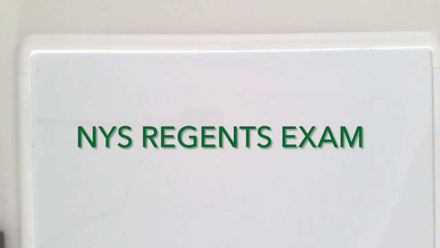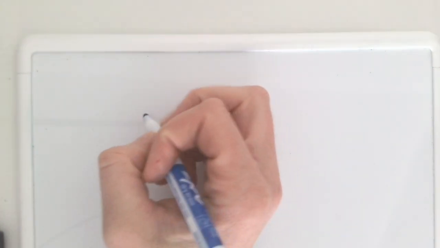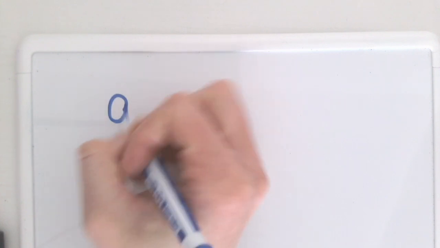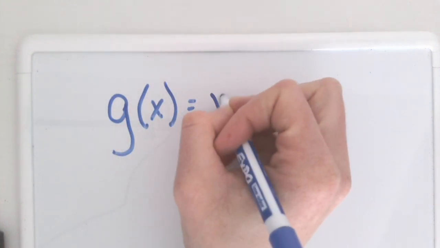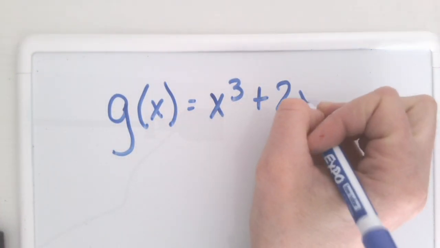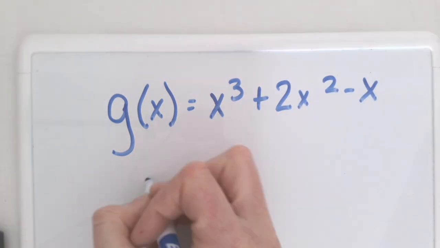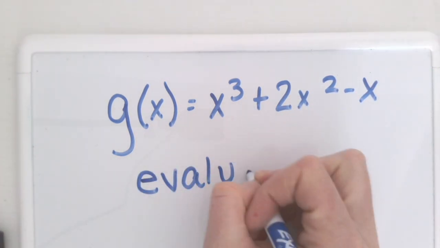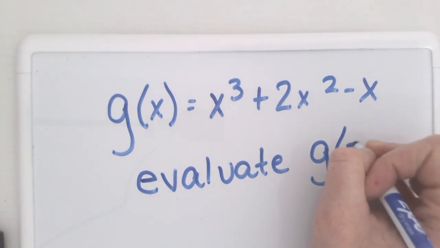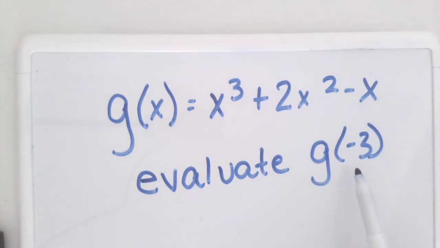Now when you finally see an evaluating expression question on the Regents, it's going to be set up a little different. Usually they name the expression or they make it a function. They'll say g of x is equal to x to the third plus 2x squared minus x. Let's say evaluate g of negative 3. So this is just a more confusing way of showing us how to substitute.